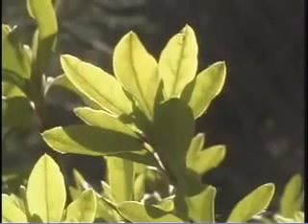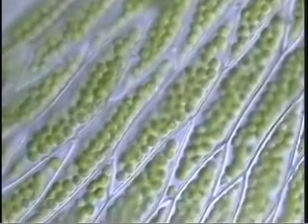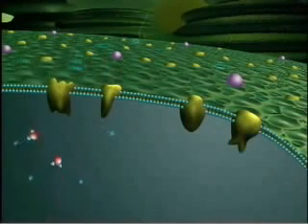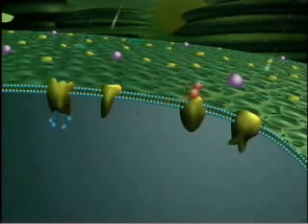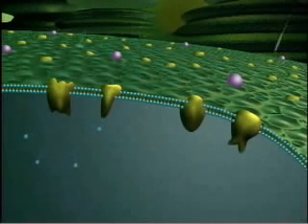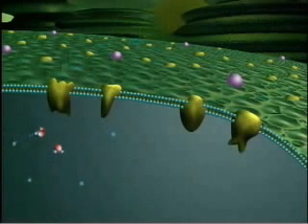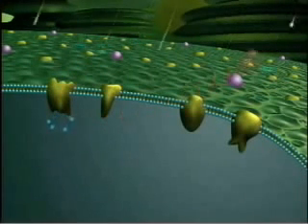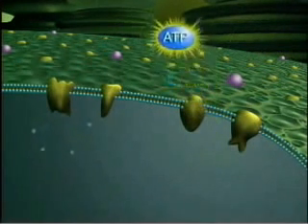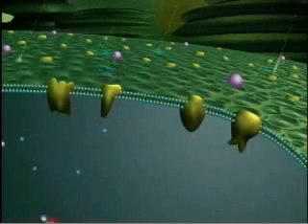When light hits a plant, some of the light energy absorbed by its chloroplasts is used to split water molecules into hydrogen ions and oxygen. The oxygen, a waste product, enters the atmosphere. The hydrogen ions are used in making ATP, the same energy carrier produced by mitochondria. And this is how they do it.